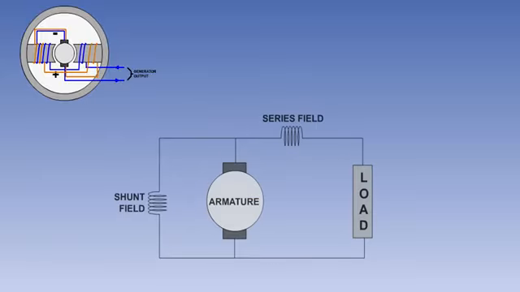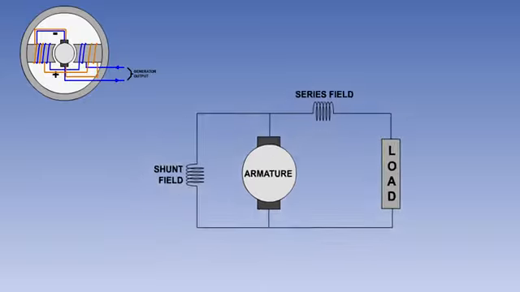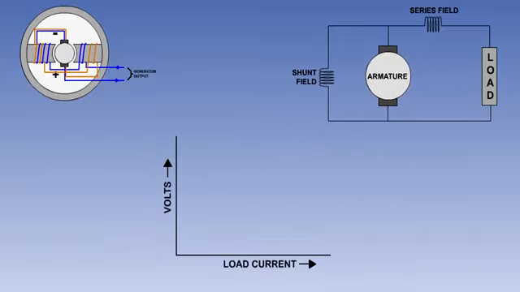By adding the series field with a suitable number of windings, the strength of the total magnetic field is increased when the load current is increased. The voltage drop caused by the increased load current flowing through the resistance of the armature is therefore compensated for by the increased strength of the magnetic field, and it is possible to obtain an almost constant voltage output.